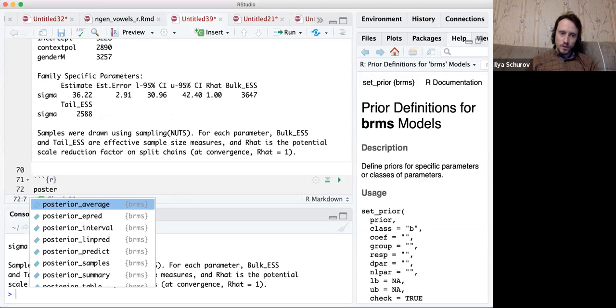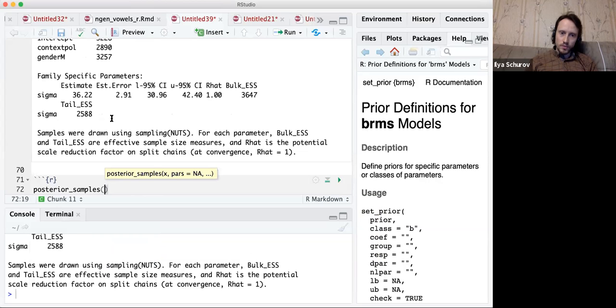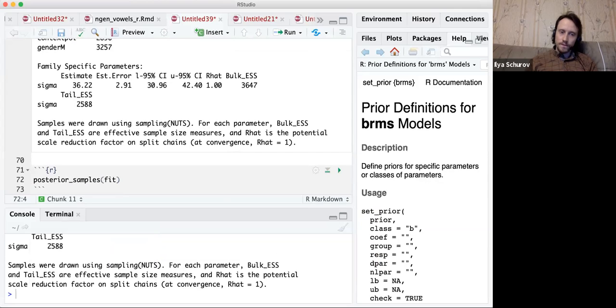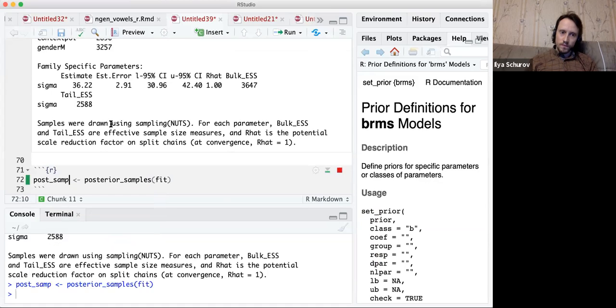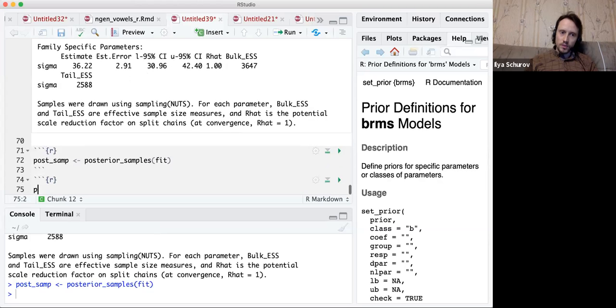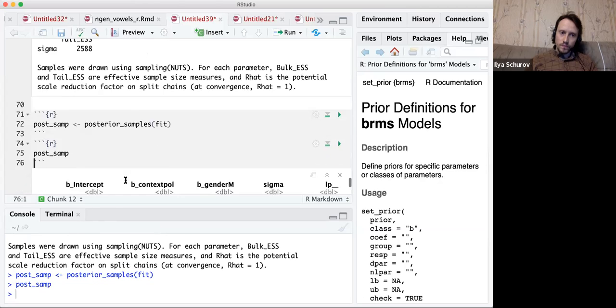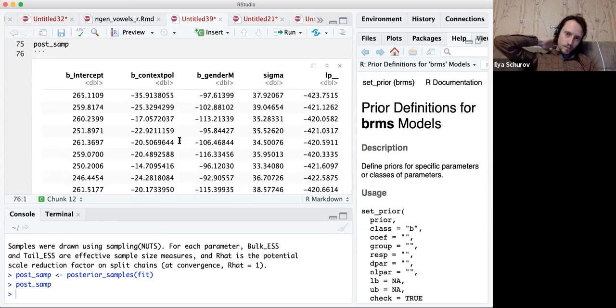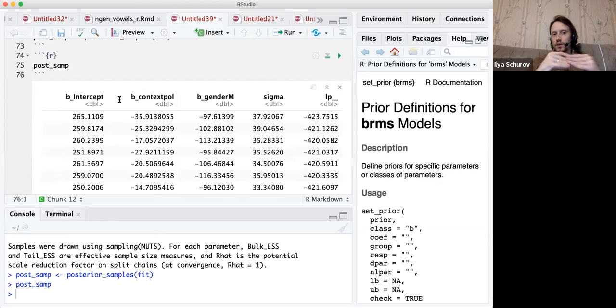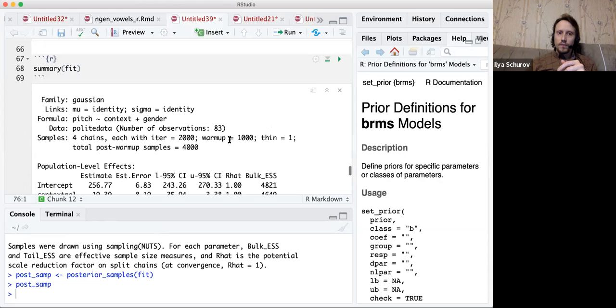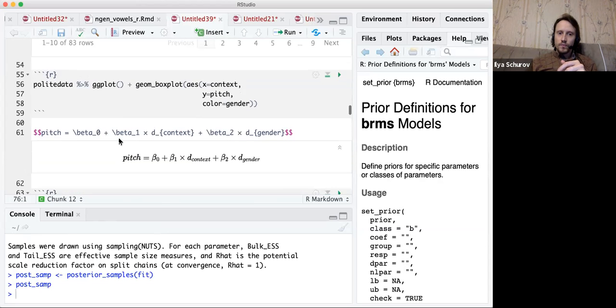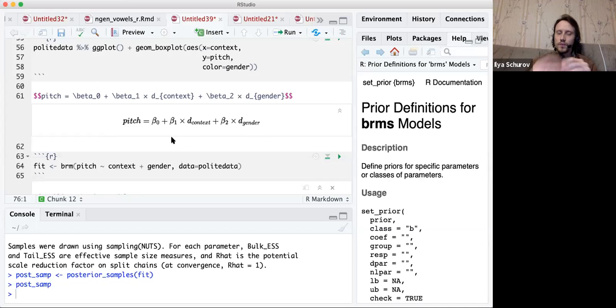So I want posterior samples of my model. Let us look at this table. So these are our posteriors. This table can be seen as obtained in the following way. We had this model. Then we generated randomly these beta zeros, beta ones, and beta twos.